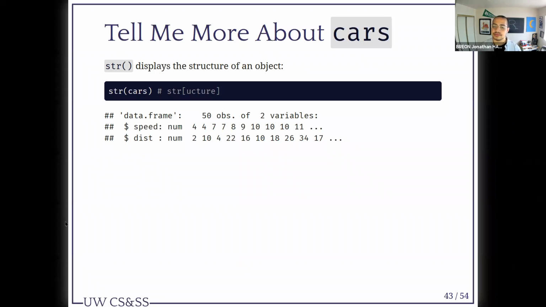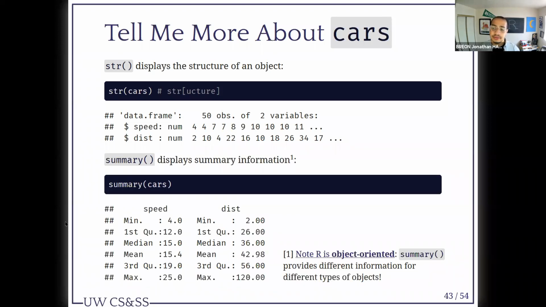We can also use summary. This displays summary information. I know, so confusing. Summary will tell you a little bit about your variables, but note that R is object oriented. So summary provides different information for different types of objects. As you move forward in this course, I recommend you just try summary on different objects that we mess around with and check to see what kinds of information that gives you. I think you'll be surprised. You'll be pleasantly surprised. I don't think it'll be unpleasantly surprised.